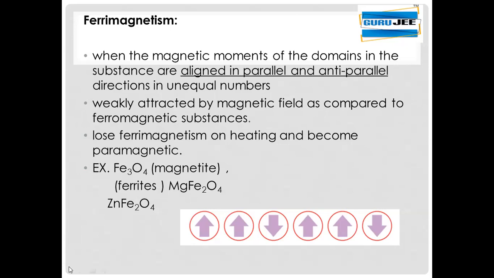Then these substances lose ferromagnetic properties on heating and become paramagnetic. How is it paramagnetic? Unpaired electrons will be there. And you also note down the examples for ferrimagnetism: magnetite, ferrites, and zinc ferrite. These are the examples for ferrimagnetism.